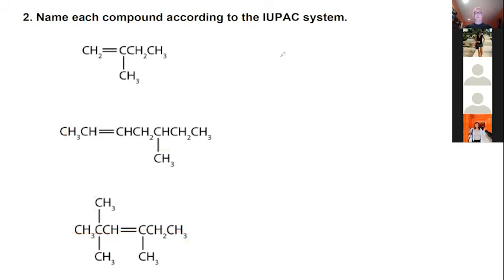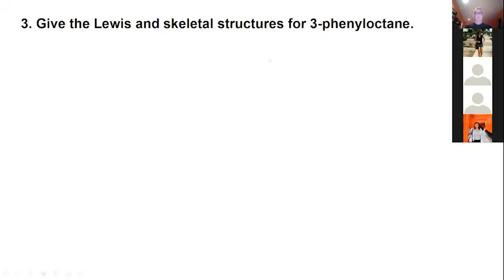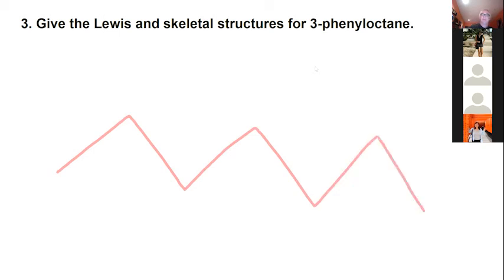Let's look at phenyloctane. So what's the root here? What's the root compound? Octane, right. So how many carbons is that? 8, right. So 1, 2, 3, 4, 5, 6, 7, 8. And it's an octane. So are there any double bonds? No double bonds.